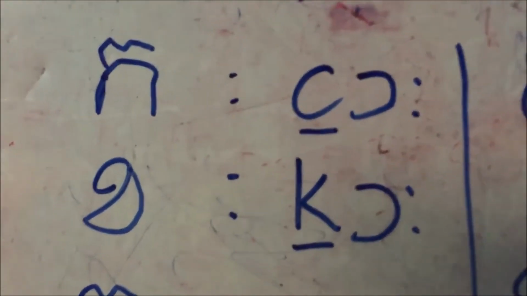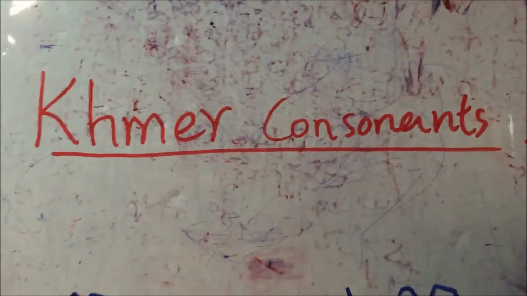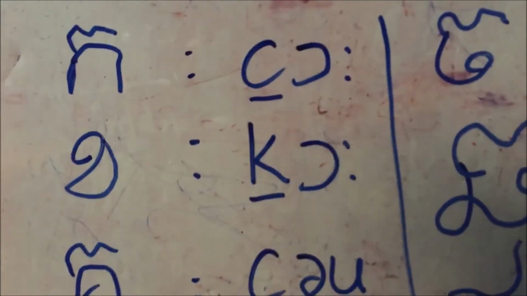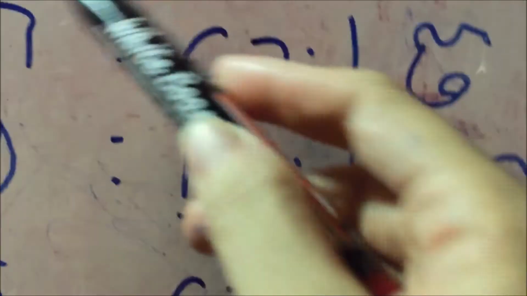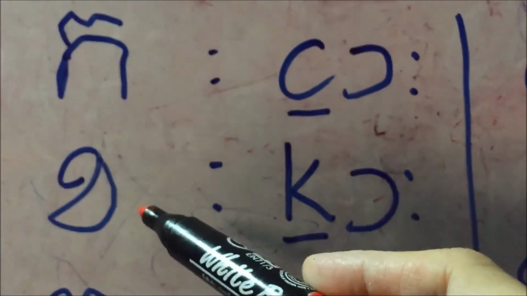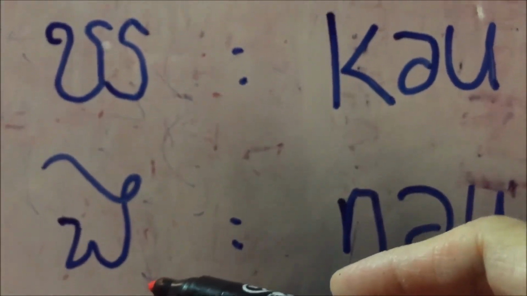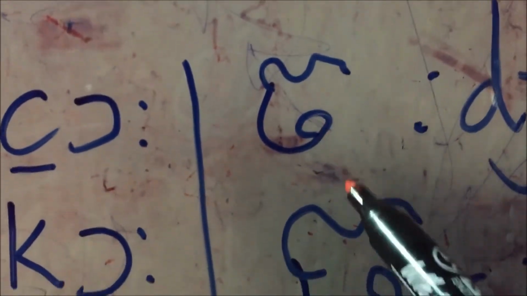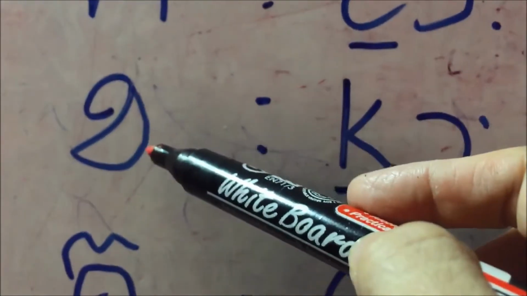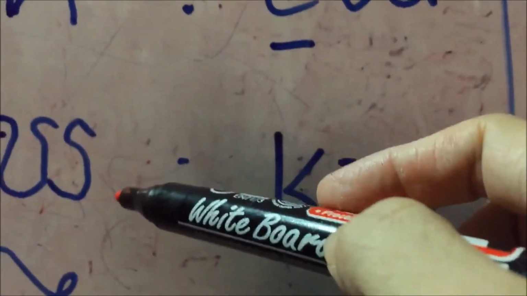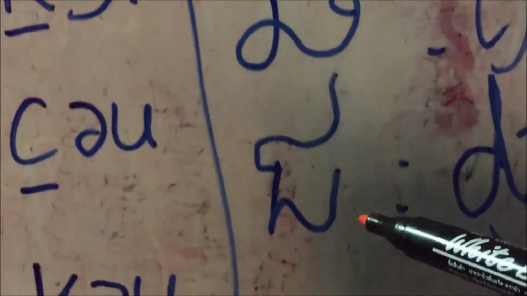Okay, we read again about the Khmer consonants. Read follow me. Go, kho, go, kho, ngo. Jo, cho, jo, cho, nyo. Again, go, kho, go, kho, ngo. Jo, cho, jo, cho, nyo.